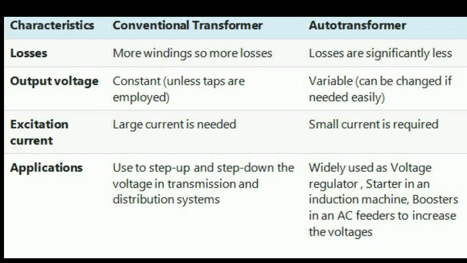Compared to the exciting current, a large current is needed in two winding, whereas a small current is sufficient for the auto transformer. Coming to the applications, two winding transformers are generally used for step up and step down applications in transmission and distribution, whereas an auto transformer is generally used as a voltage regulator, starter for induction machines, and booster in AC feeders to increase the voltage levels. So these are the basic differences between two winding and auto transformers.